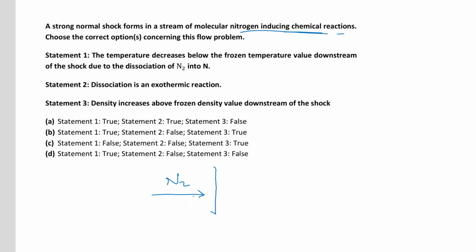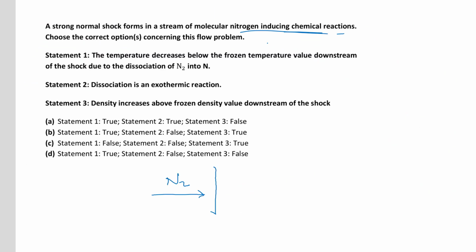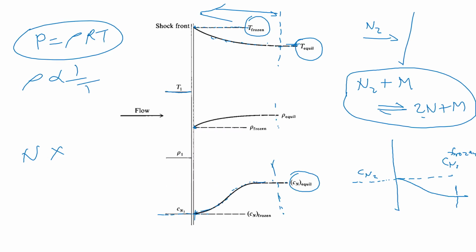Now we will see what the statements were, which one is true and which one is false. Statement 1 was: temperature decreases below the frozen temperature value downstream of the shock due to dissociation of N2 into N. First thing is that we have seen that temperature is decreasing below the frozen value. Now, is it due to dissociation? Yes, it is due to dissociation, because N2 is dissociating into N.